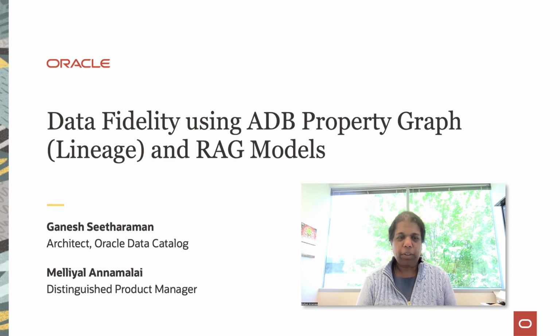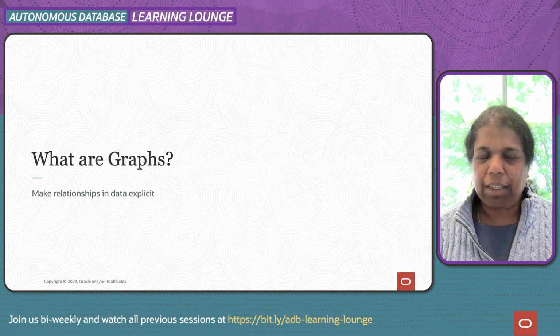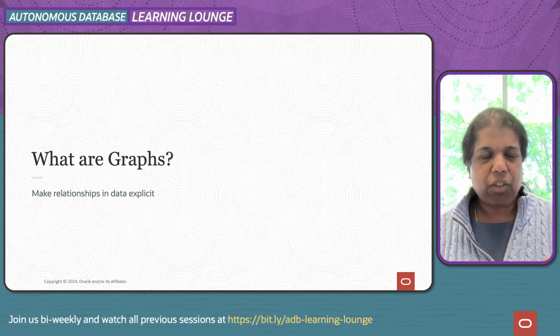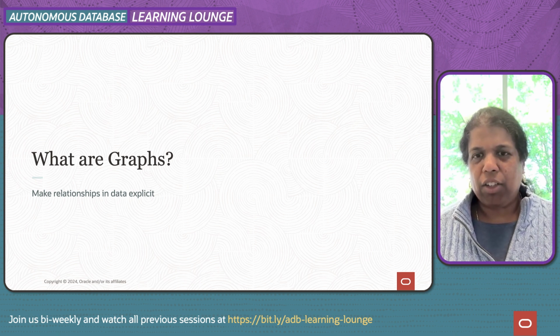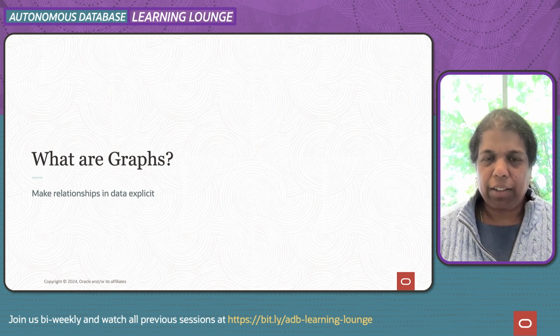We are delighted to have Ganesh speak about how they're using graphs in their service to keep track of data lineage. Since about 50% of you said you're not familiar with graphs, let me take 2 to 3 minutes to talk about graphs and what you can do with graphs in Autonomous Database. Graphs help you make the relationships in your data more explicit. All data has relationships. When you make these relationships explicit, you can ask more interesting questions of your data.